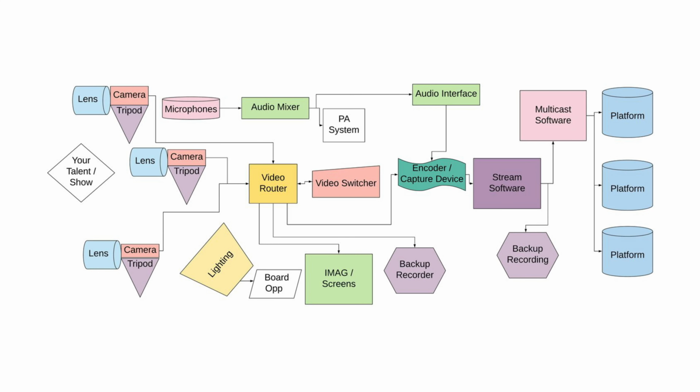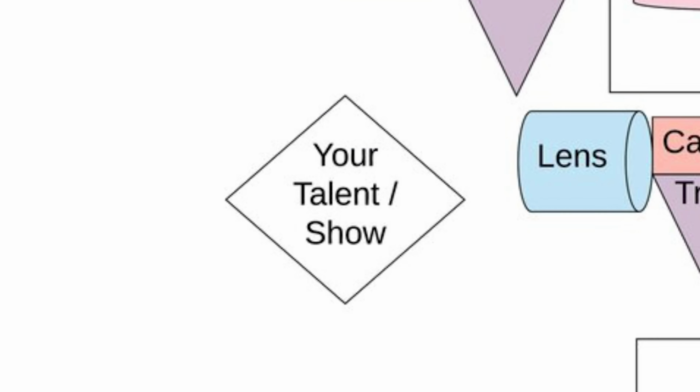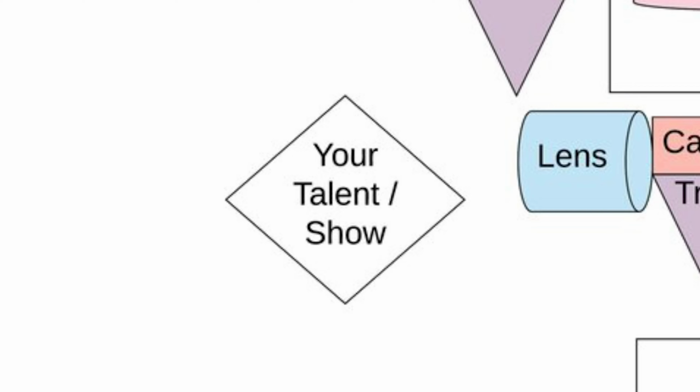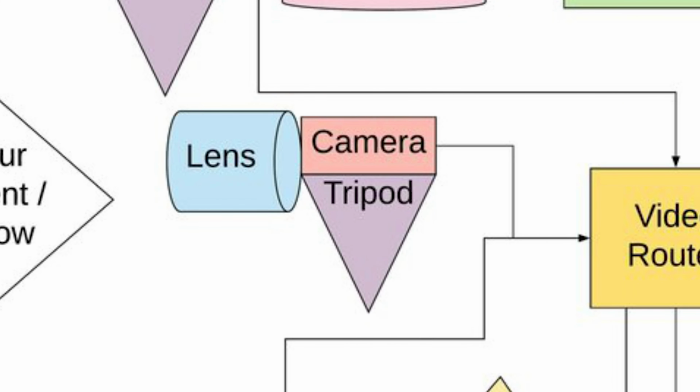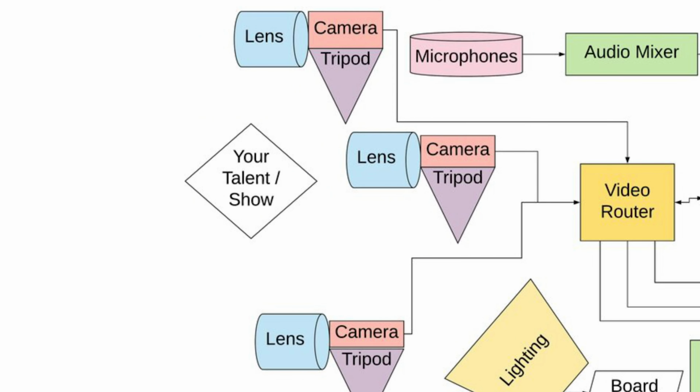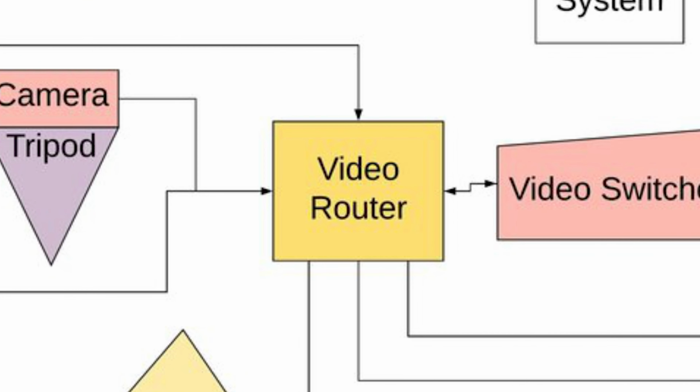So let's start with the top here, which is your talent or the show, the stage that you have built out. So this could be a simple backdrop like mine in this video. The location, the space that you're filming in, that is the core of your production. You can have a single camera like I do in my case, or you can have multiple cameras with multiple angles, and all of these video feeds will feed into a router. A router allows you to take inputs and send outputs to multiple destinations.